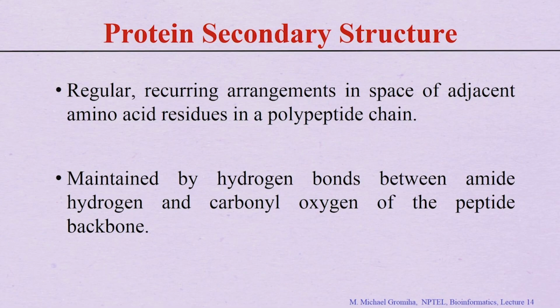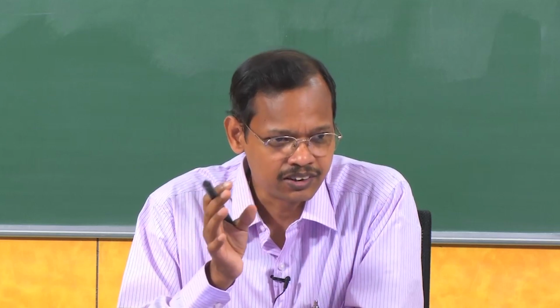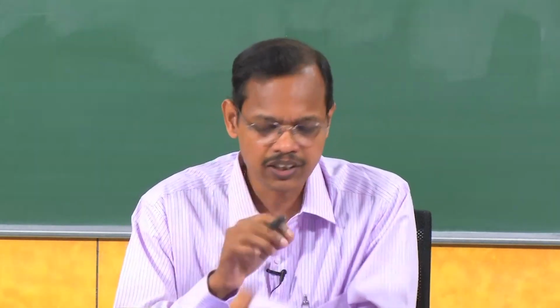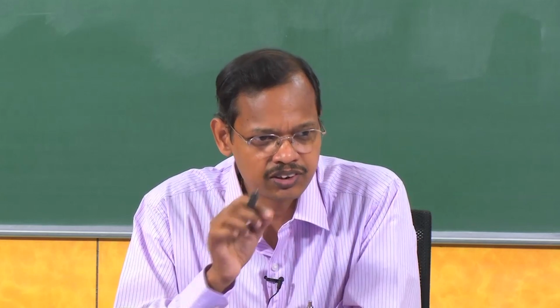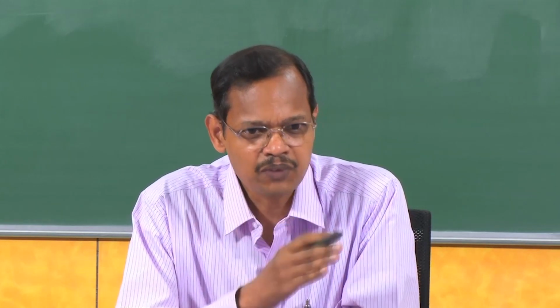Mainly these arrangements are maintained by hydrogen bonds between some specific atoms. If you see the regular secondary structures, the hydrogen bonds are formed between the amide hydrogen, NH, and the carbon and oxygen, CO, of the peptide backbone. So, any secondary structure is mainly formed by the residues which are in the main chain, not in the side chain. This is how we define the different secondary structures. Based on the regular arrangement of these residues, there are different types of secondary structures.